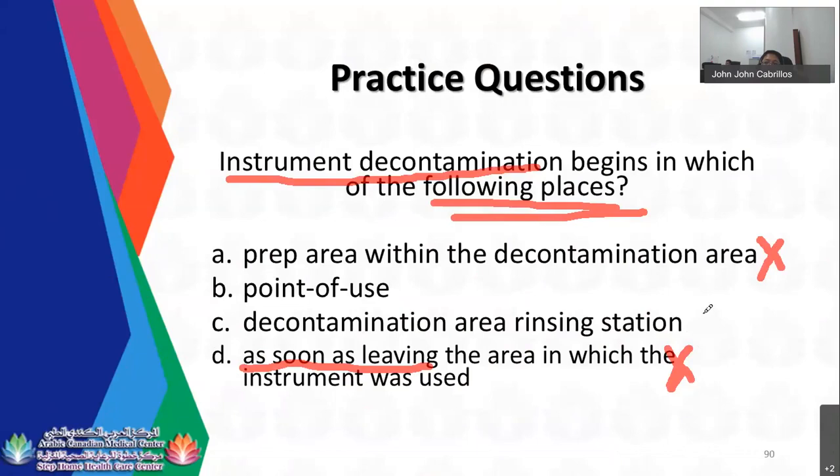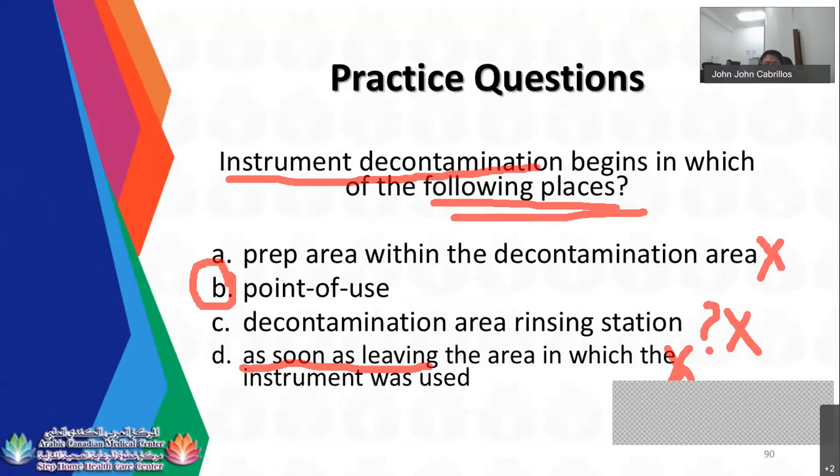Okay. This is a question mark. Actually, this is wrong. So the answer is point of use. The user or the nurse should decontaminate the instrument prior to sending it to CSSD or prior to placing the instrument on the transport cart.